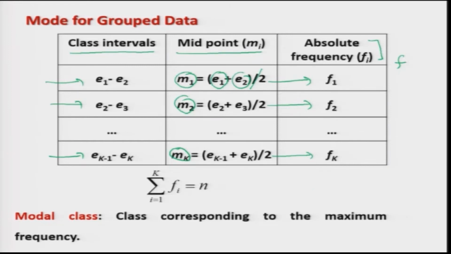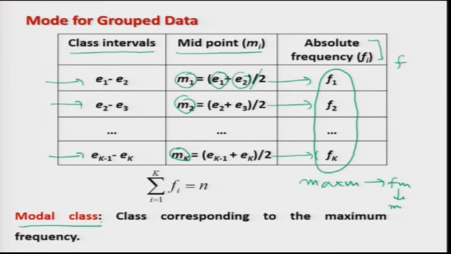Now, what do we have to do? We simply have to find the maximum value among these frequencies, say fm, identify where this fm is lying, and find the corresponding value of m, and based on that I will compute the value of the mode. The class where this maximum frequency occurs is called the modal class.